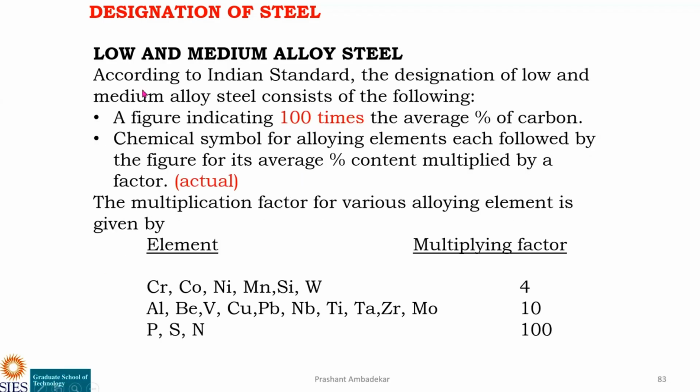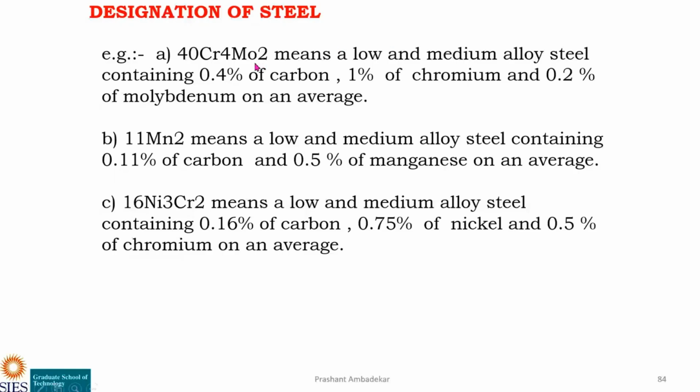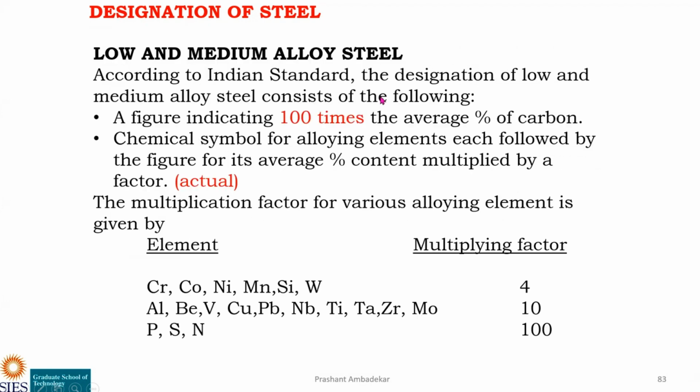While writing the designation of low and medium alloy steel, there is a slight change made. While writing the designation, we are not writing the actual content of that alloying element, but we are multiplying that content by some multiplication factor. For example, for chromium, cobalt, nickel, manganese, tungsten, silicon, the multiplying factor is 4. Similarly, for aluminum, beryllium and others, the multiplying factor is 10. And similarly for P, S, N, the multiplying factor is 100.